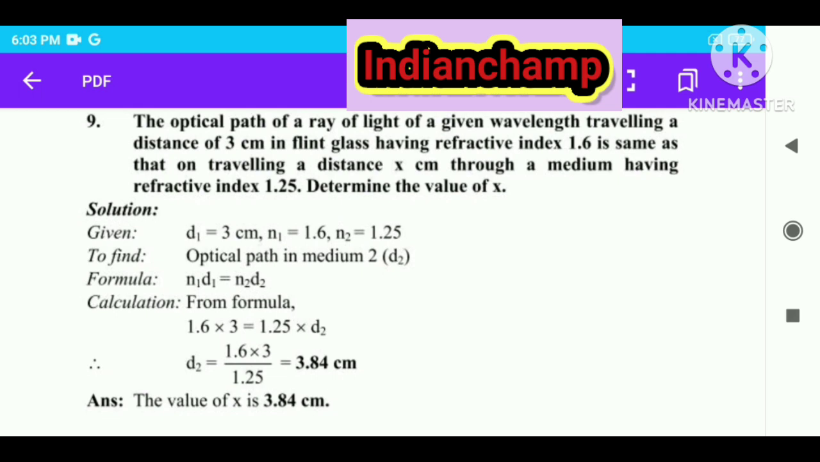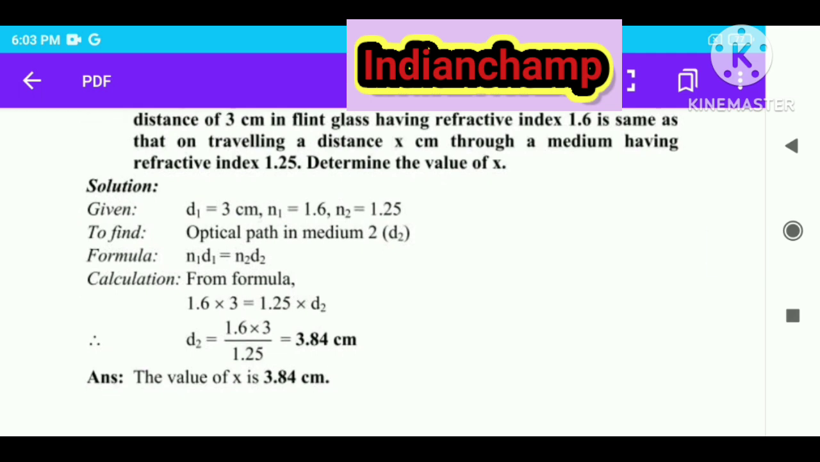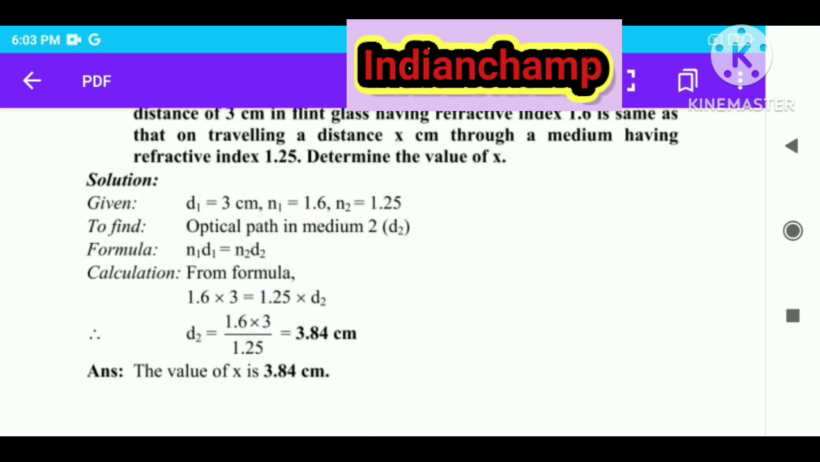Formula: n1 into d1 is equal to n2 into d2. Calculation: from the formula, 1.6 into 3 is equal to 1.25 into d2, therefore d2 is equal to 1.6 into 3 divided by 1.25, which is equal to 3.84 centimeter. Answer: the value of x is 3.84 centimeter.